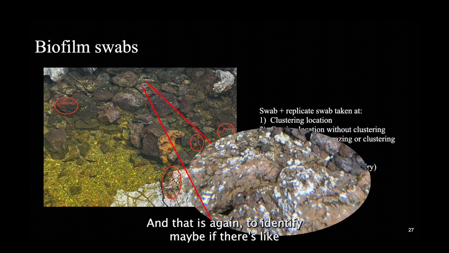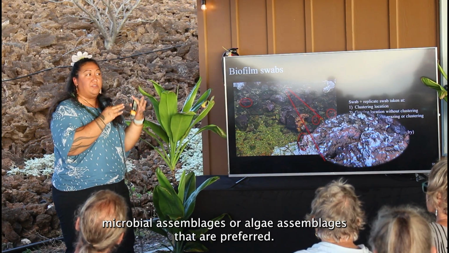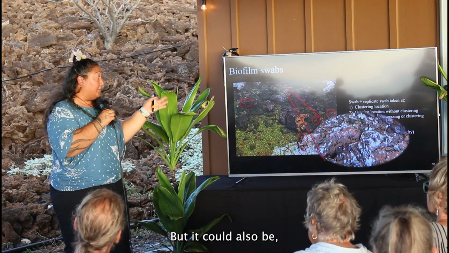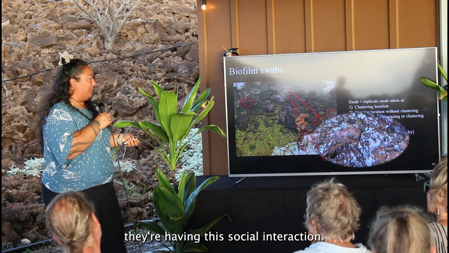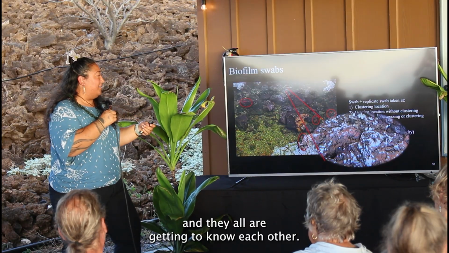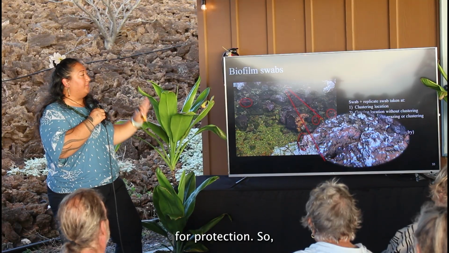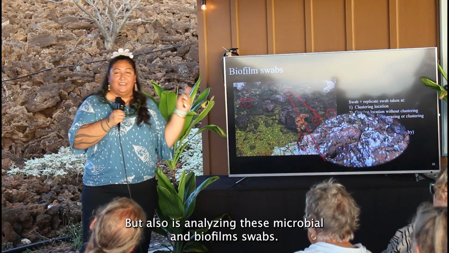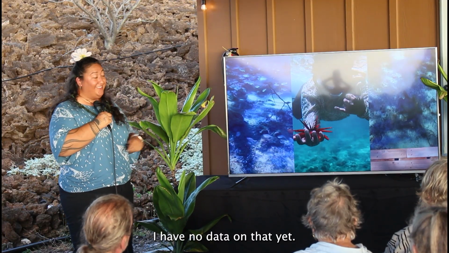And that is, again, to identify maybe if there are microbial assemblages or algae assemblages that are preferred, and that's why they're clustering. But it could also be they're clustering because they're having this social interaction. Maybe it's mating season and they all are getting to know each other. Maybe there are predators nearby and they're clustering for protection. So a lot of my work is just sitting there and watching, but also analyzing these microbial and biofilm swabs. I have no data on that yet.